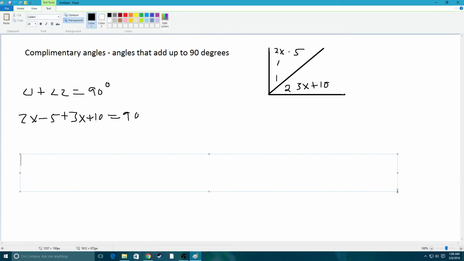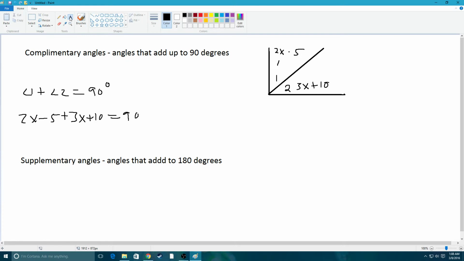Okay. Additionally, we have these things called supplementary angles. And those are angles that add to 180 degrees. And coincidentally, if they add to be 180 degrees, they also form a straight angle, because a straight angle is 180 degrees. Vocabulary, don't forget it. Okay, so here's angle 1, here's angle 2.